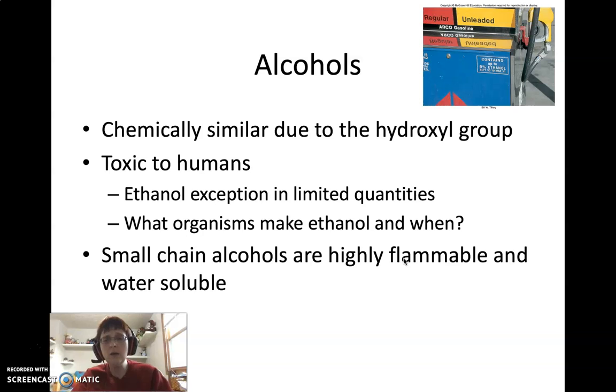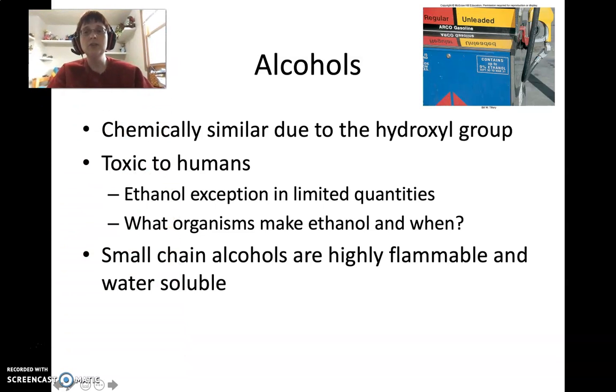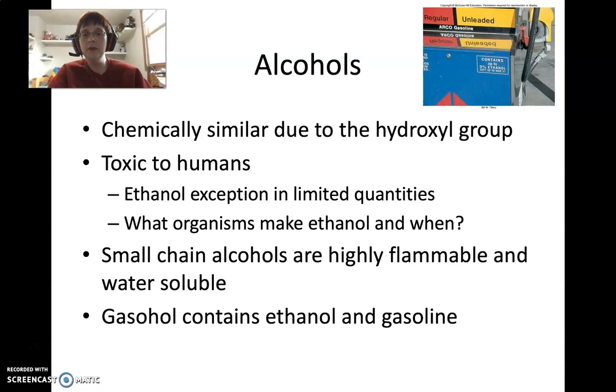The small chain alcohols, so things like methanol, ethanol, propanol, isopropanol, are going to be highly flammable, and they are water soluble. That's why you can water down ethanol in liquors and so forth, and that's why you can also light them on fire. As you get to the larger chain alcohols, those properties do change a little bit because of the number of carbons that are in there.